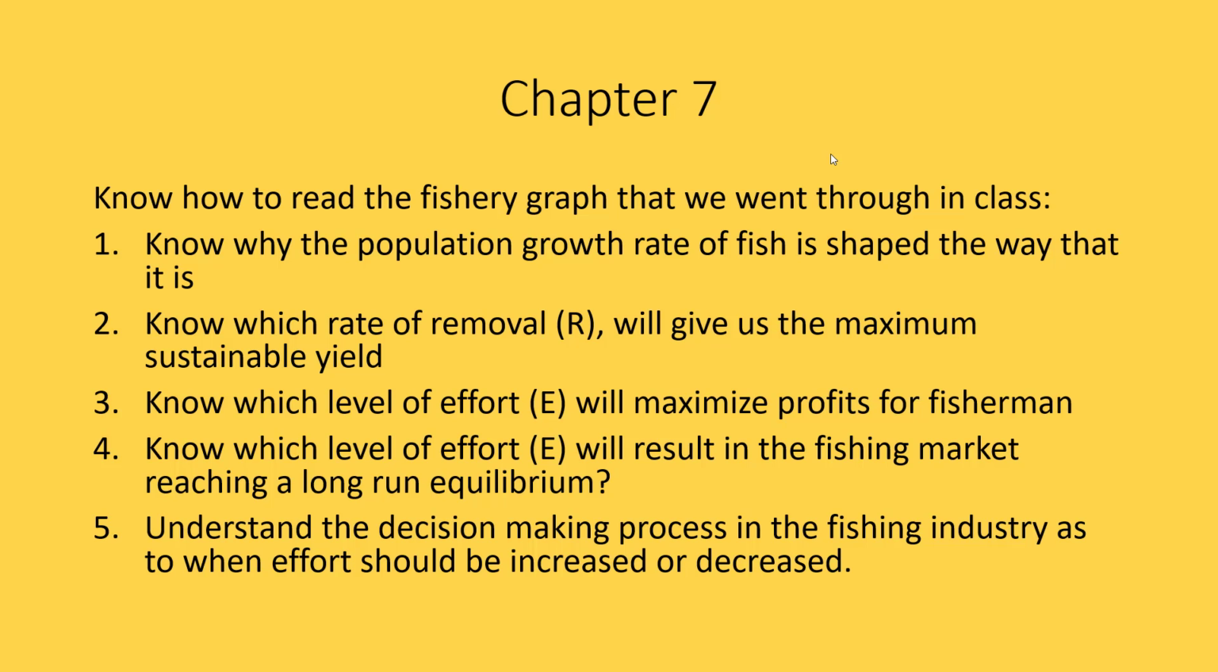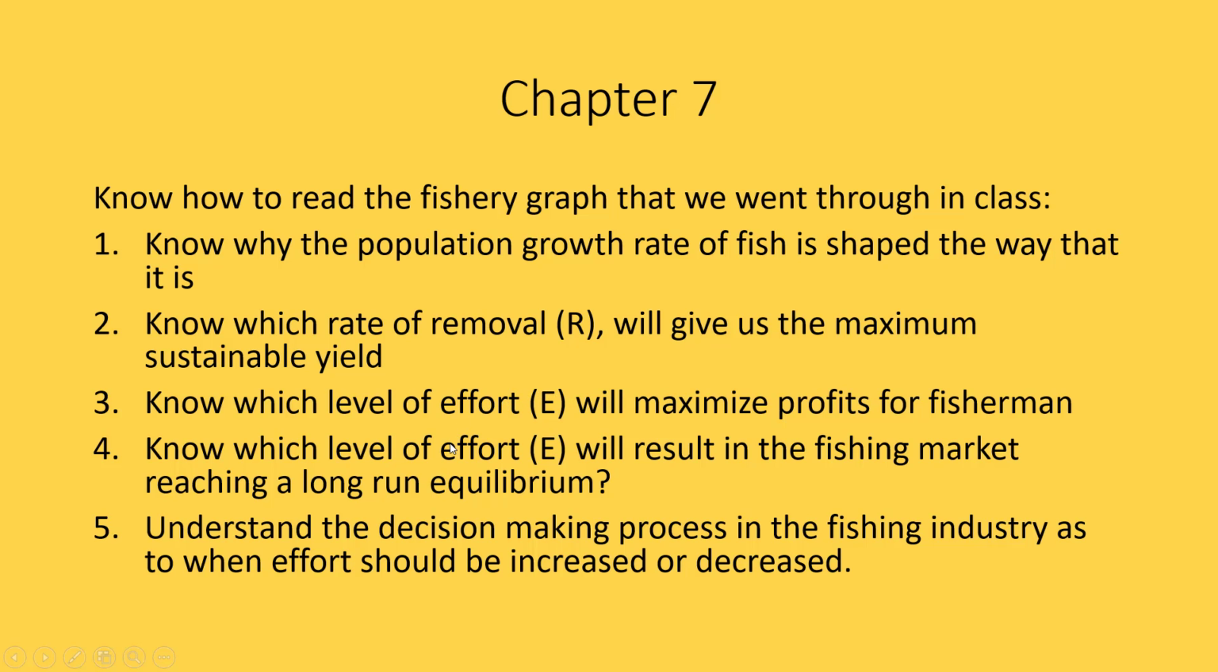And then at high levels of fish population, the growth rate tends to be smaller again, right? Because now, even though there's plenty of mates around, there's not as much food or space available, and also these high quantities of fish might attract predators. So be familiar with why that population growth rate is shaped the way that it is. Know which rate of removal will give us the maximum sustainable yield. Know which level of effort will maximize profits for fishermen. Remember, that's where marginal cost is equal to marginal revenue.